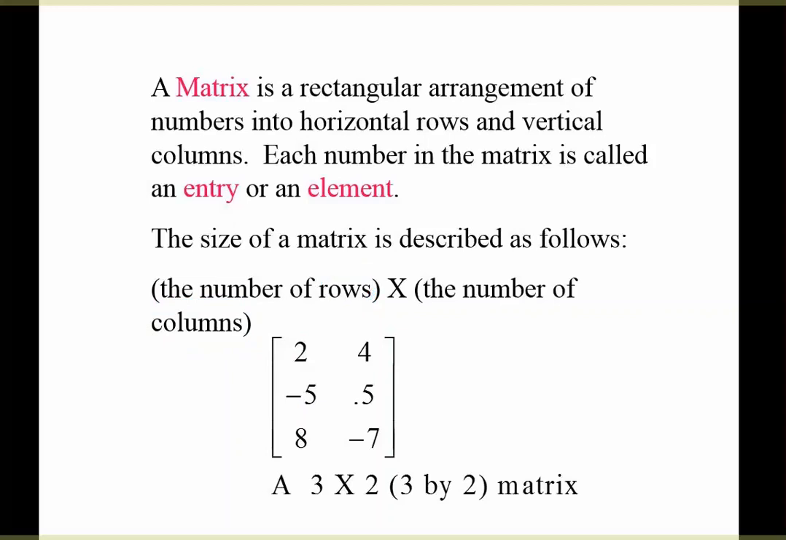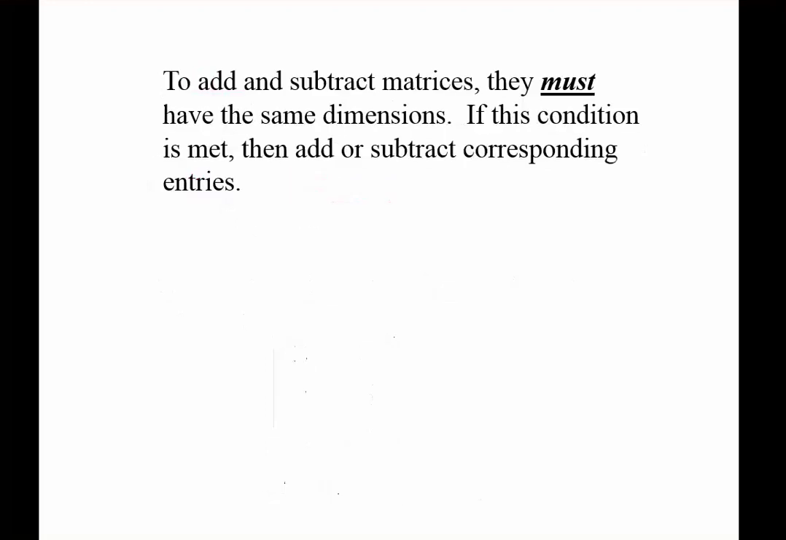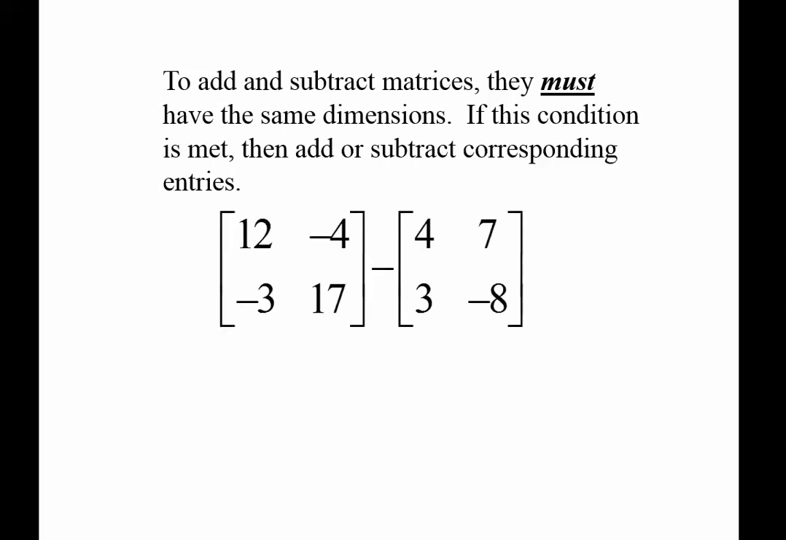Okay, well, one thing we're going to do with matrices tonight is we will practice adding them and subtracting them if they are able to be added or subtracted. So to add and subtract matrices, they must have the same dimensions. If they do have the same dimensions, so if this condition is met, then you can add or subtract corresponding entries. Let's go ahead and take a look at an example.